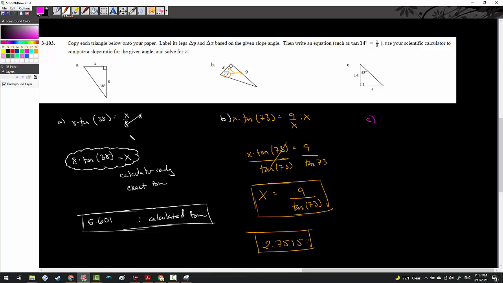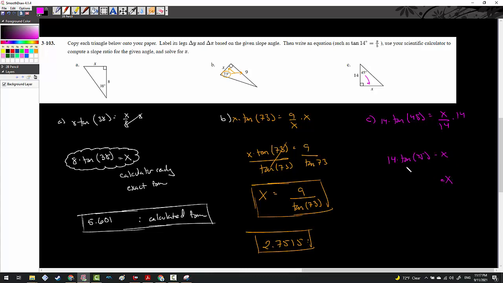Part C, I feel like I'm changing colors for every problem. Why don't I just do C in a different color? So from here, 45 degrees. So again, I can say tangent of 45 is equal to x over 14. So I'll go and multiply by 14 on either side. So 14 times tangent of 45 is equal to x.